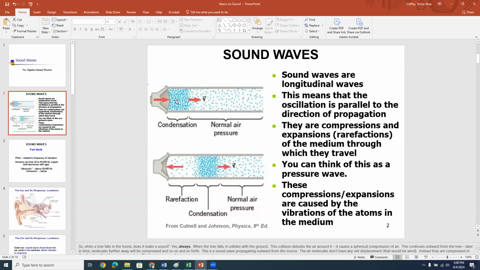And so you can see that the air molecules are really densely packed right here and then spread further apart here. And then as it travels down the tube, the velocity of the wave is to the right. After the densely packed part passes through, you have that rarefaction, or less dense air, behind the wave, okay? And it's traveling to the right through here. So that's really a pressure wave, and it's a pressure wave caused by the vibrations of the atoms in the medium.